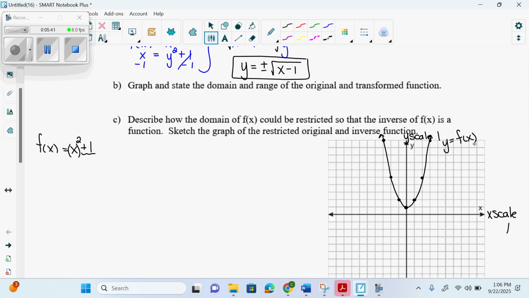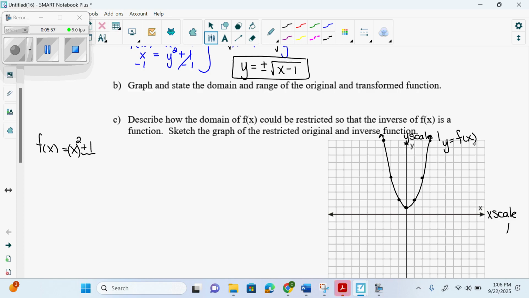0, 0 squared is 0. 1, 1 squared is 1. 2, 2 squared is 4. 3, 3 squared is 9. Negative 1 squared is 1. Negative 2 squared is 4. Negative 3 squared is 9, right? Just a t table in your head, you should be able to sketch the parent function, just the x squared.